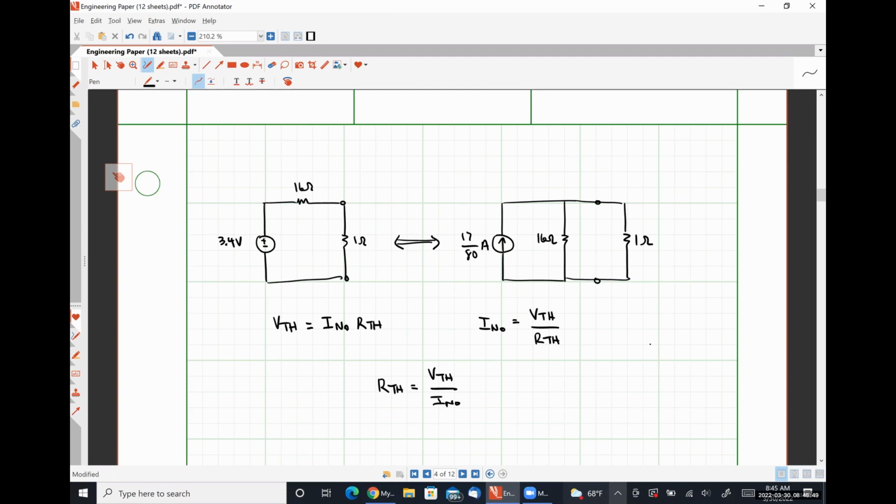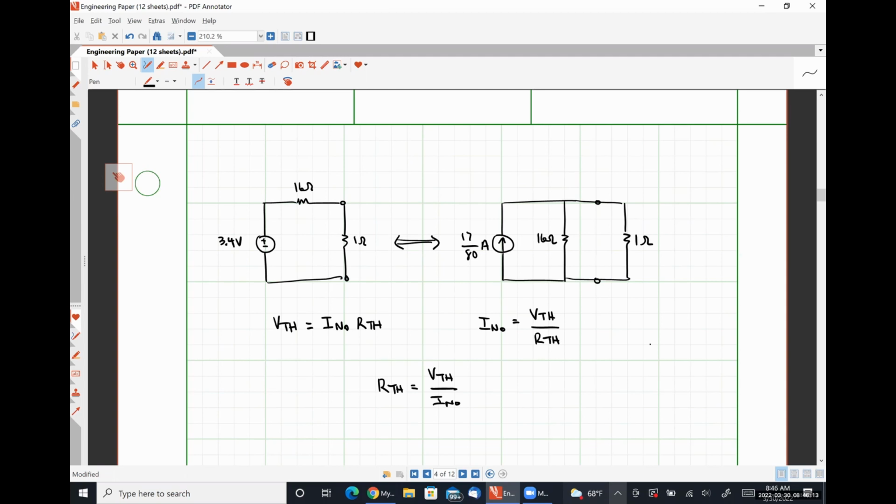Yes, sir. So for the outer resistance, absolutely. We can do it with respect to any. Yeah. No, we can find the Thevenin equivalent and Norton equivalent circuit with respect to any element.